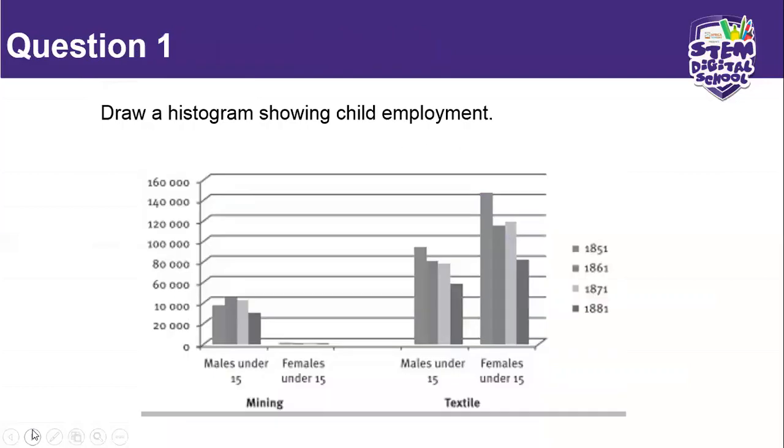Okay, question 1. For question 1, you were supposed to draw a histogram showing child employment. The histogram that you draw has to be similar to this one, so you can check if you drew properly on the correct figures.